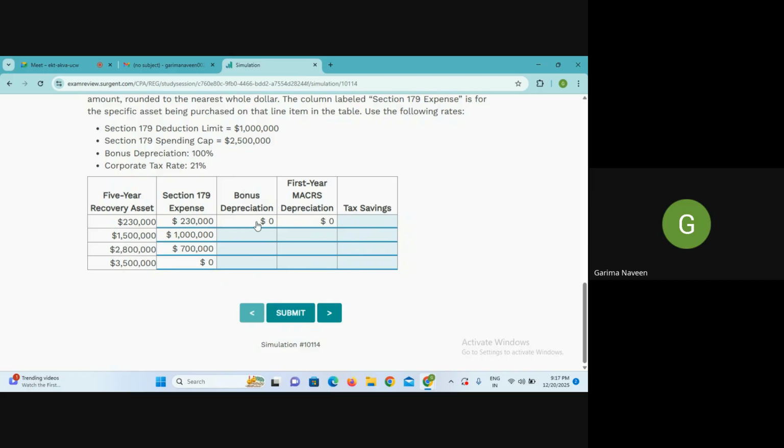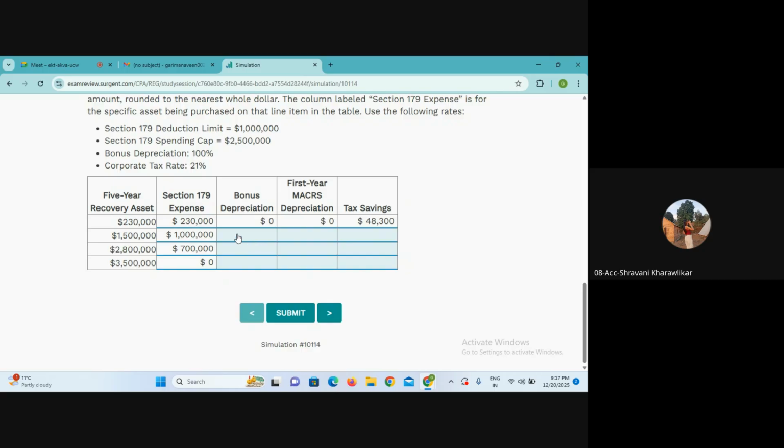ओके, सो हेयर यू आपका टोटल अमाउंट you can claim in 179, so that means nothing is left for bonus and makers. So what will be tax saving here? So 230,000 आपने एक्सपेंस क्लेम कर लिया, so 21 को मल्टीप्लाई कर दोगे, आपके पास टैक्स सेविंग आ जाएगी। जितना एक्सपेंस है उसे टैक्स रेट से मल्टीप्लाई कर दोगे, it will give you the tax savings. Means 230 into 21%. Yes, 48,300. Is it clear?